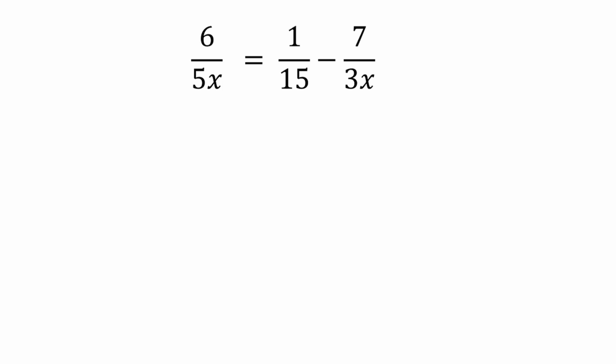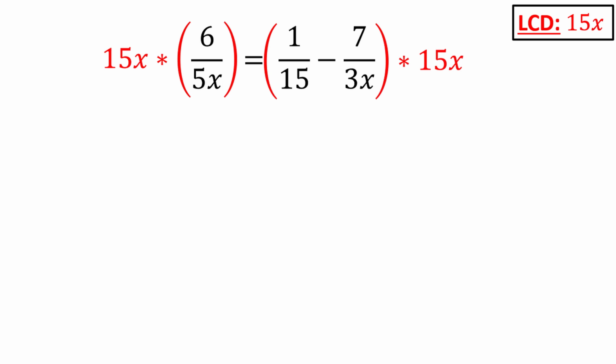Hopefully you can verify that the LCD will be 15x, as 15x is the least common multiple of 5x, 15, and 3x. Multiplying everything by 15x, the 15 and the 5 simplify to 3 on the left-hand side, and the x's cancel. This leaves us with 3 times 6, which is just equal to 18 on the left-hand side.